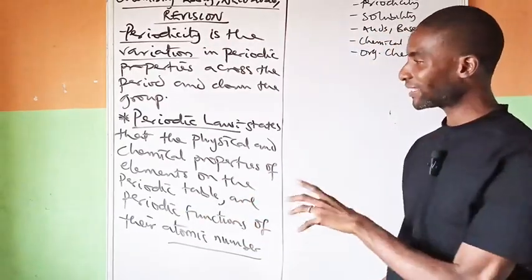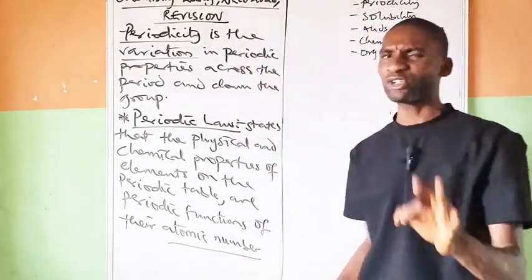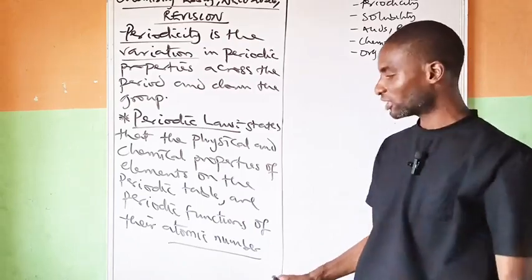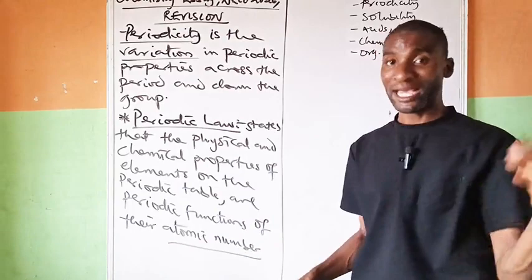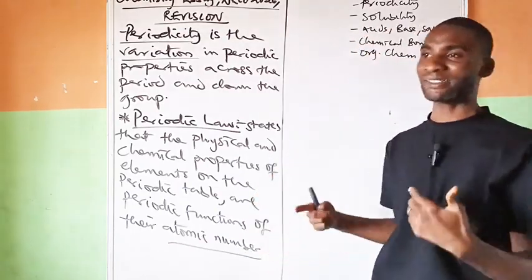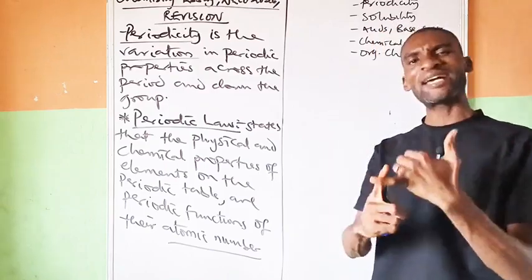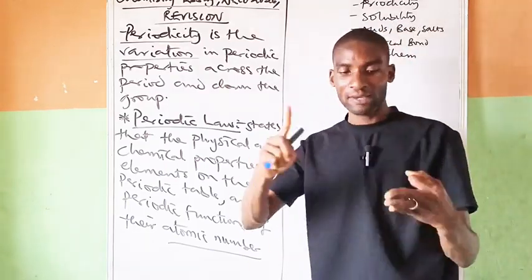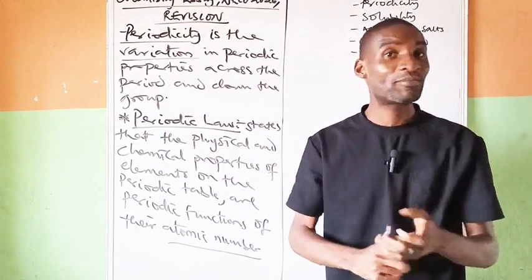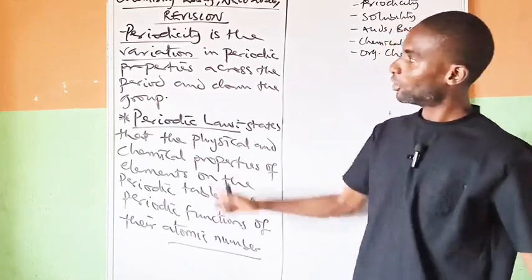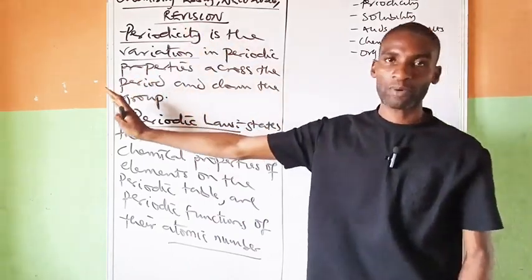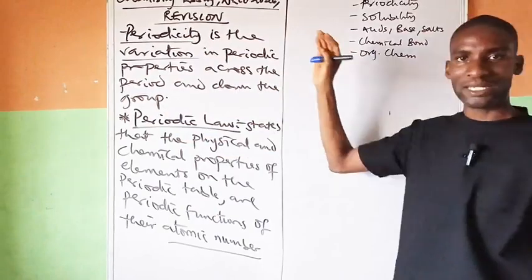So the summary of that is that elements are arranged on the periodic table in order of increasing atomic number. This is a question they can ask you: according to the periodic law, elements are arranged in order of dash: A, mass number, atomic mass, molecular mass, molar number, different things. The answer is atomic number. While periodicity is how properties vary across the period and down the group.